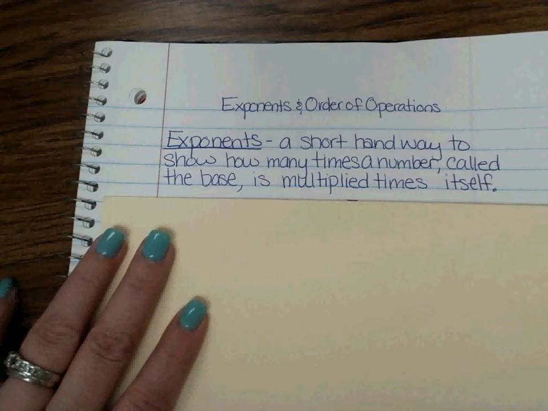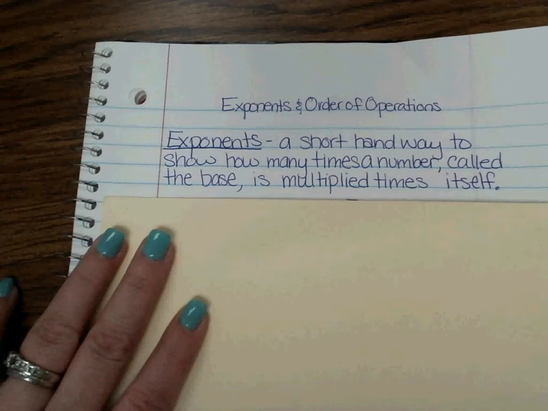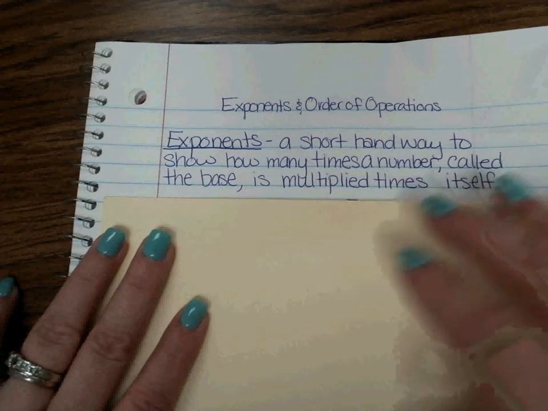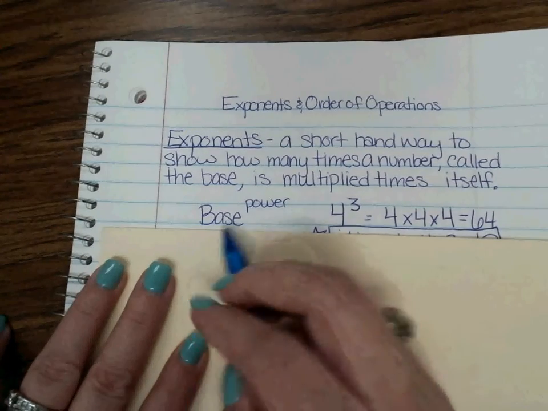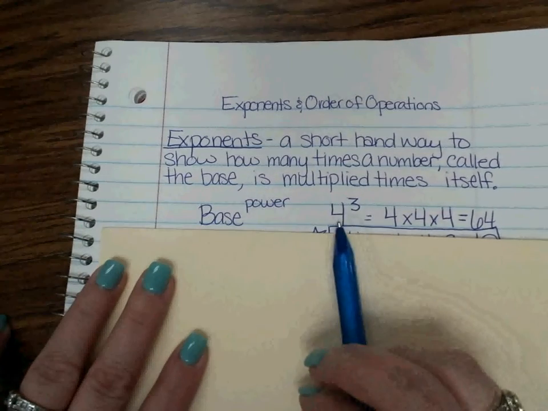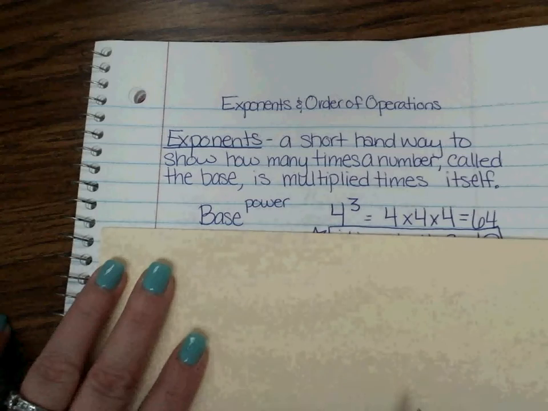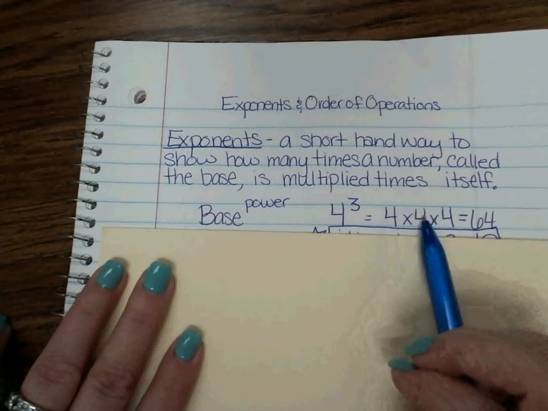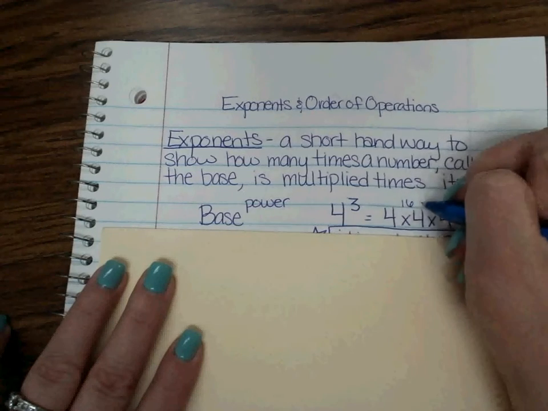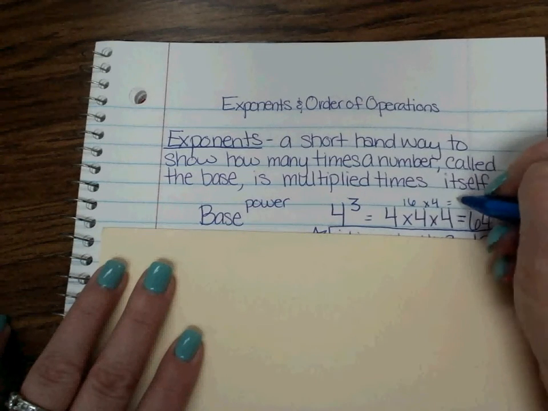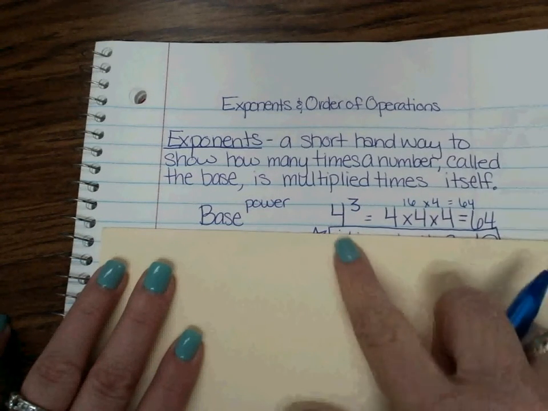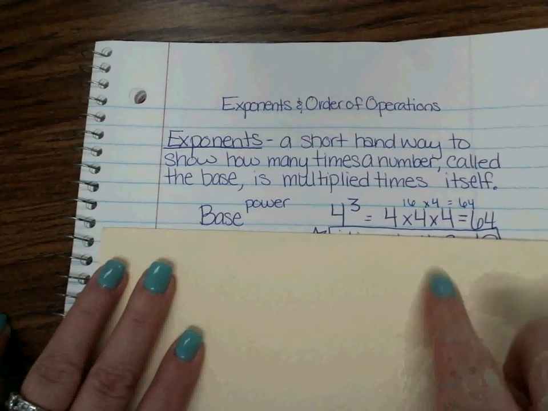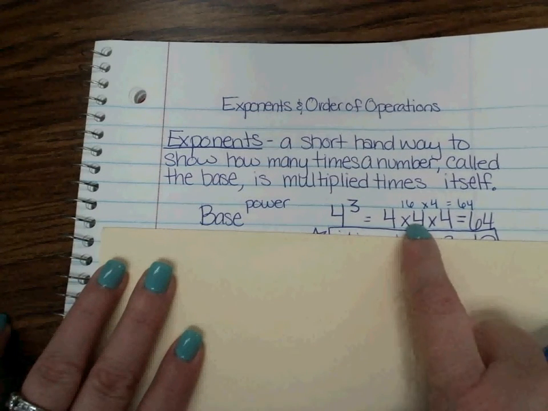Exponents is a shorthand way to show how many times a number called the base is multiplied times itself. So in other words, it's the base to the power. An example of that is 4 to the third power. So that's 4 times 4 times 4. So 4 times 4 is 16, and then 16 times 4 equals 64. So 4 to the third power is 64. This is my expanded form. This is my base power form, and that's my answer.